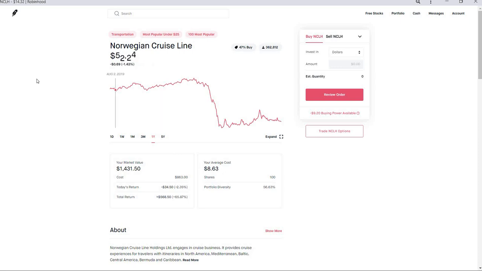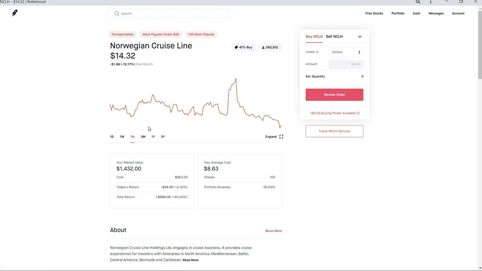And right now it's selling off again, but I'm still at a profit. It's worth $14.32. So I have a total return of $570 as of today.